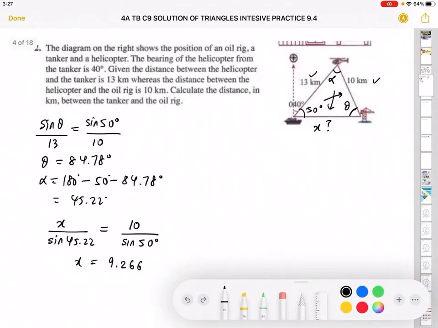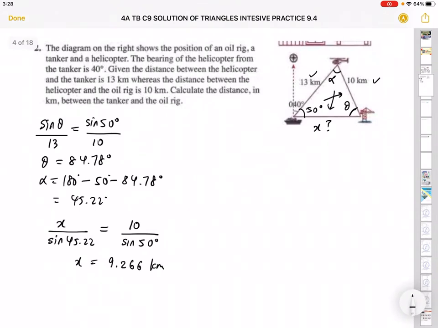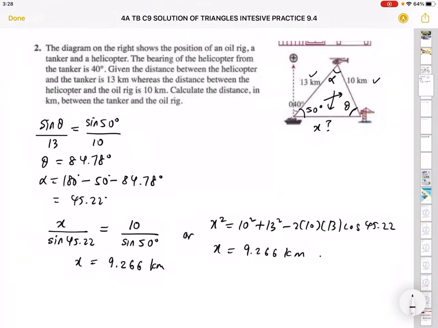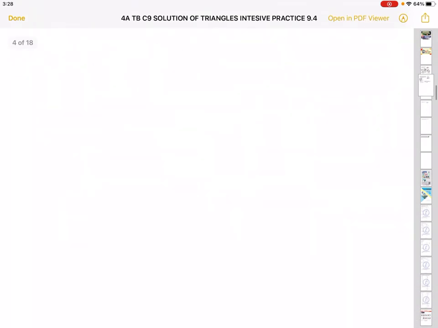You can also use the cosine rule. If you want to use the cosine rule, your x squared is 10 squared plus 13 squared minus 2 times 10 times 13 times cos of the angle between, 45.22. If you square root this, you still get the same answer. All right, that is question number 2. Let's move on to question number 3.